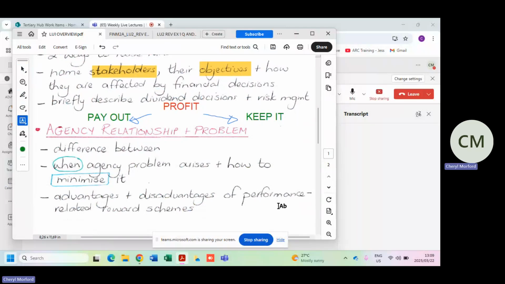So the principal is the owner of the business, which in this case is the shareholder. The shareholders contribute the capital, but are not involved in the running of the business. So therefore, they appoint an agent in the form of the financial manager to act on their behalf and to ensure that the business is run in such a way that it maximizes the wealth of the shareholders. Okay. Then, what is the agency problem? Right, this is a different thing now altogether.